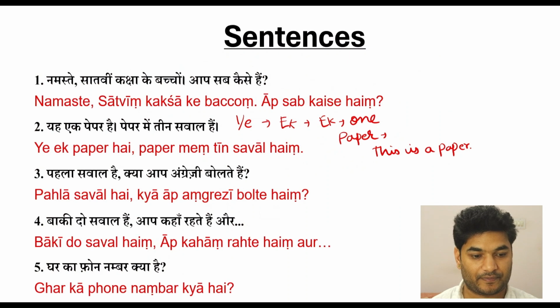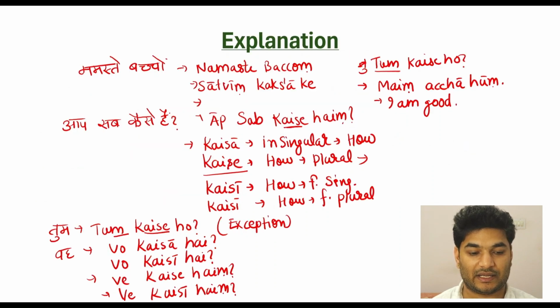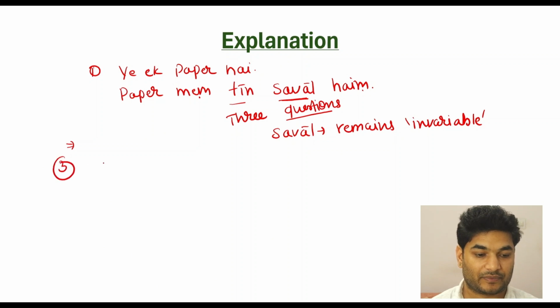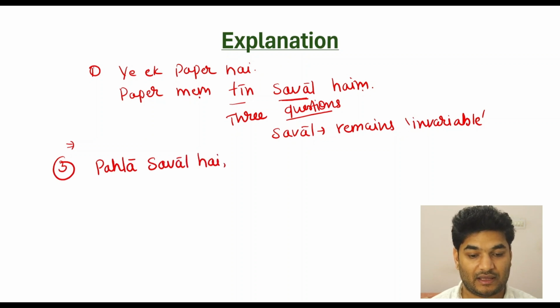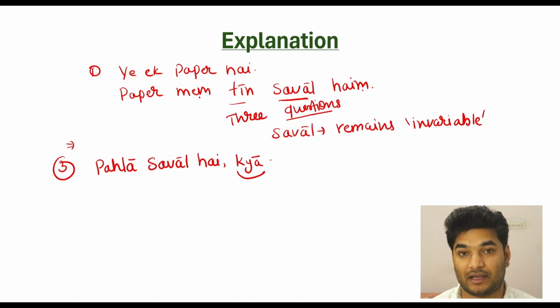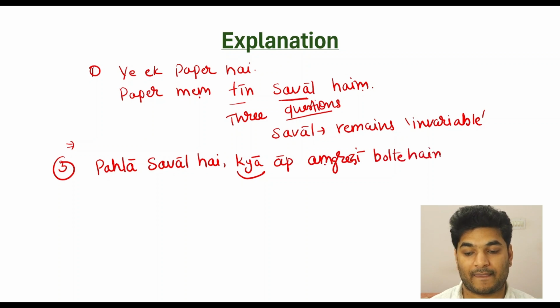Right? Now, पहला सवाल है, क्या आप अंग्रेजी बोलते हैं? पहला, we know पहला is first. सवाल, first question है. क्या? Now he is asking a question because we know if we place क्या at the starting of a sentence, then it makes a sentence into a question. क्या आप अंग्रेजी बोलते हैं? He is asking the students. Now pay attention.